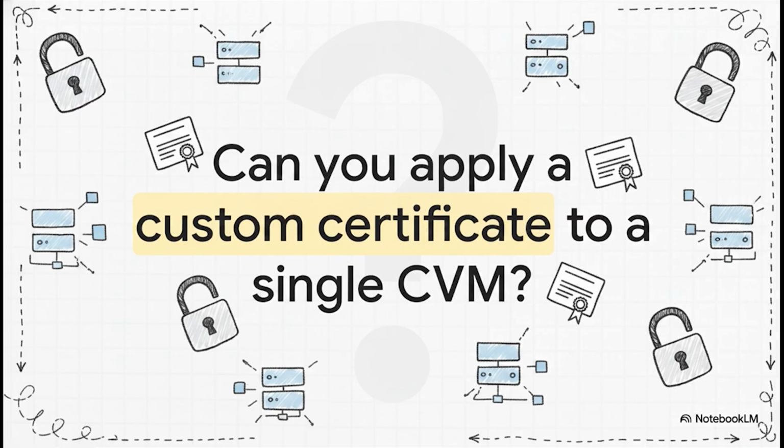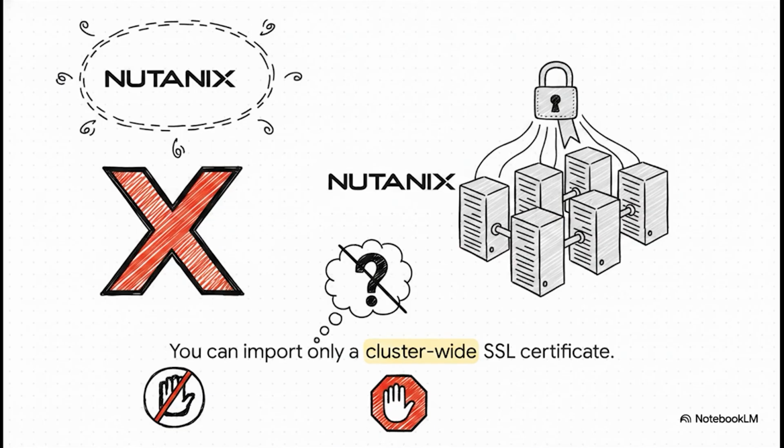Think back to the architectural limits we laid out earlier. What do you think? The answer is a massive, emphatic no. The official documentation states this as a hard rule. The SSL certificate cannot be customized for an individual controller VM. You can only import a cluster-wide SSL certificate. Do not let a sneaky multiple-choice option trick you into thinking you can manage these on a per-node basis from the Prism interface. It's just not supported.